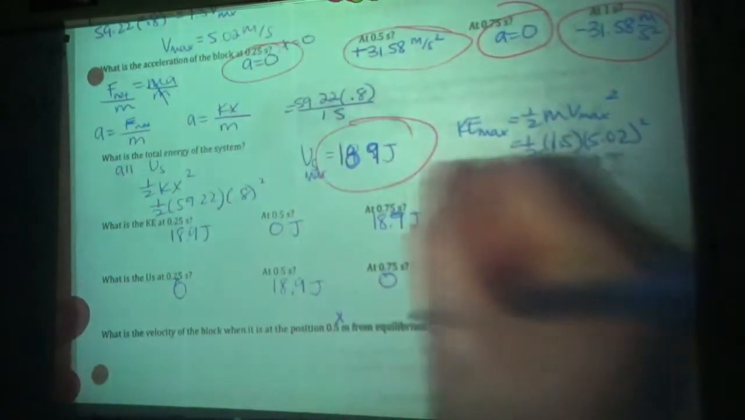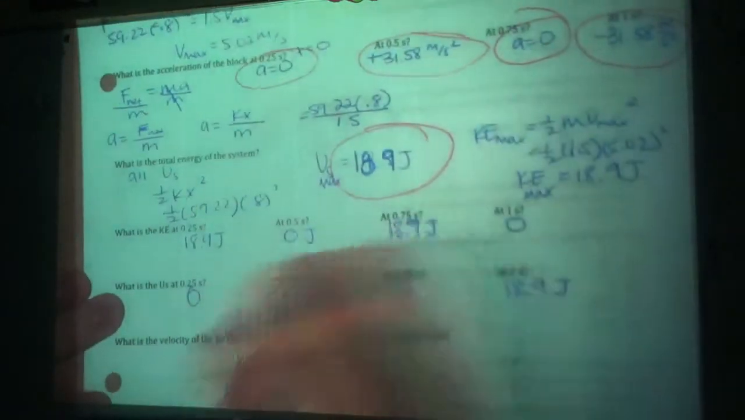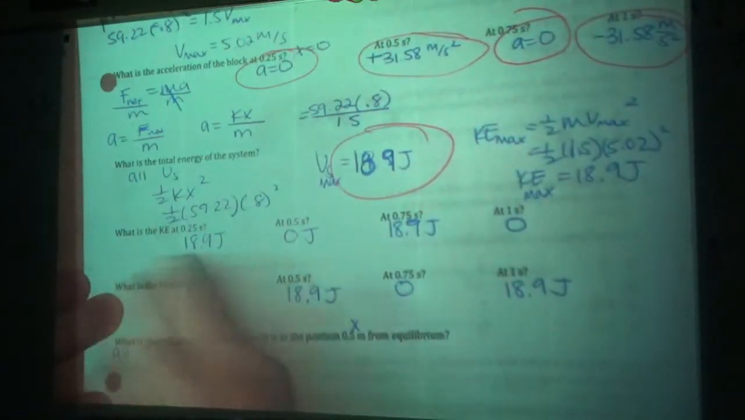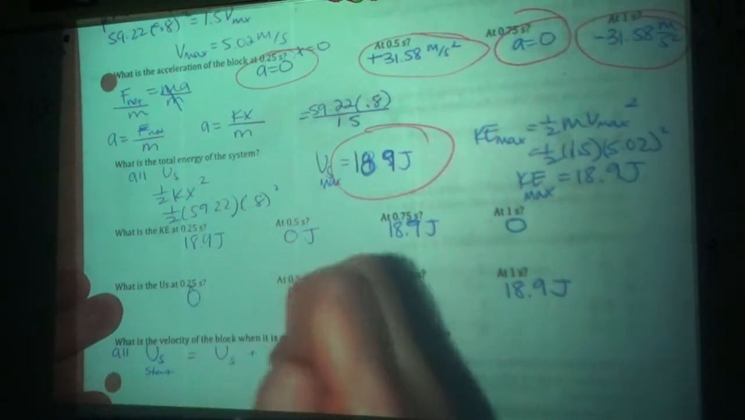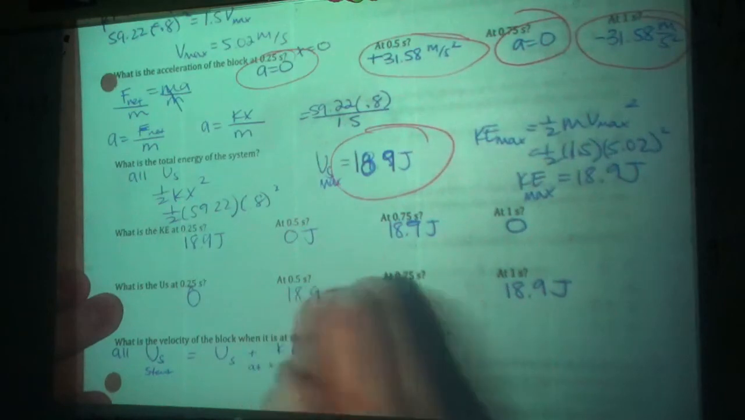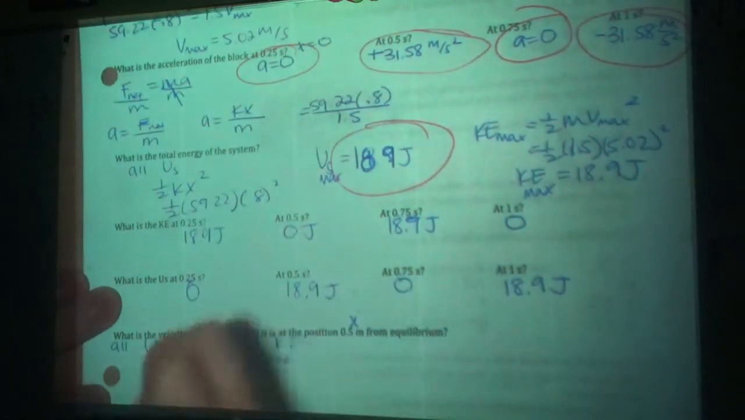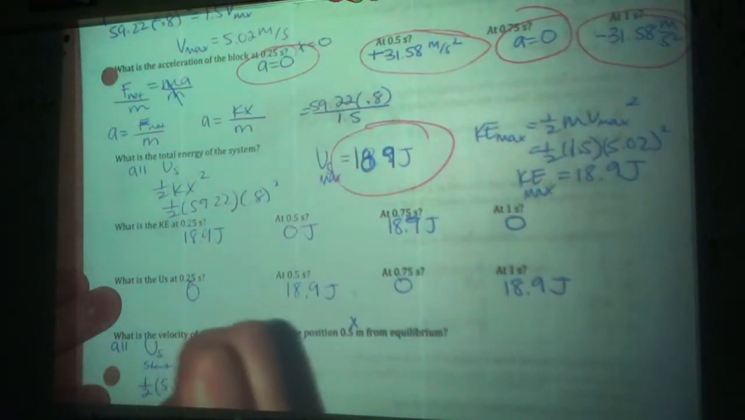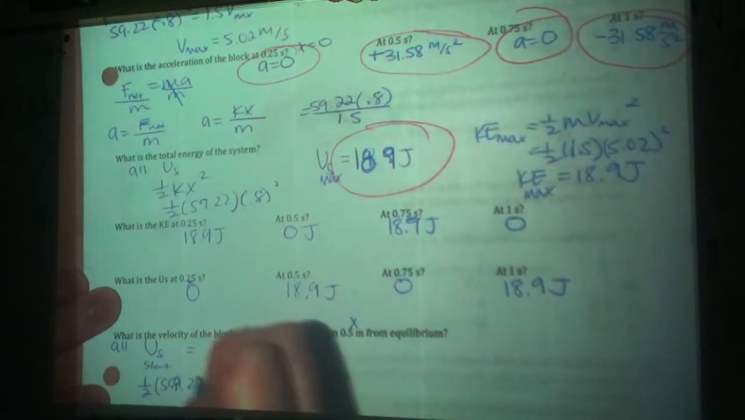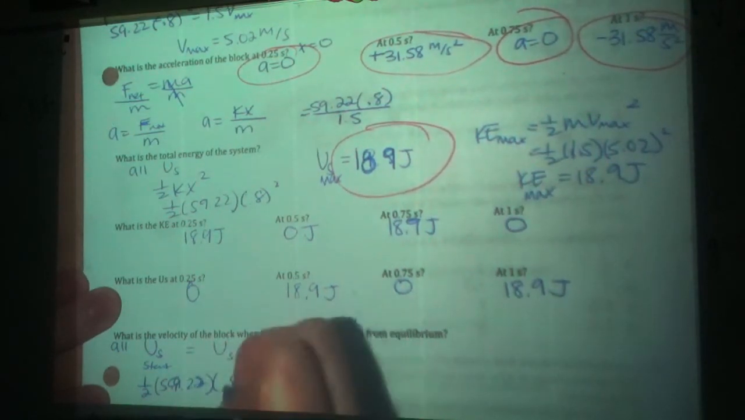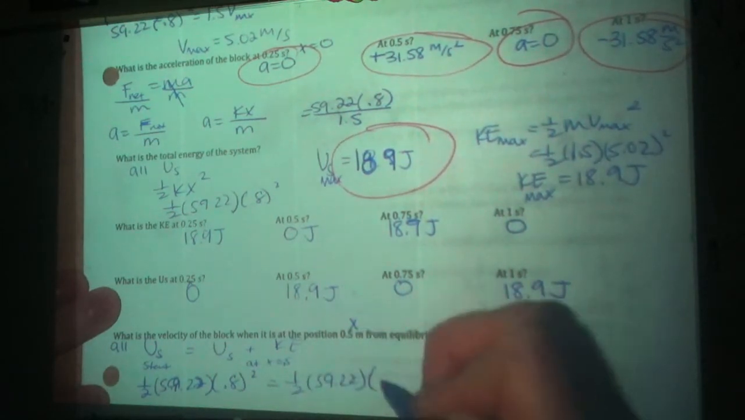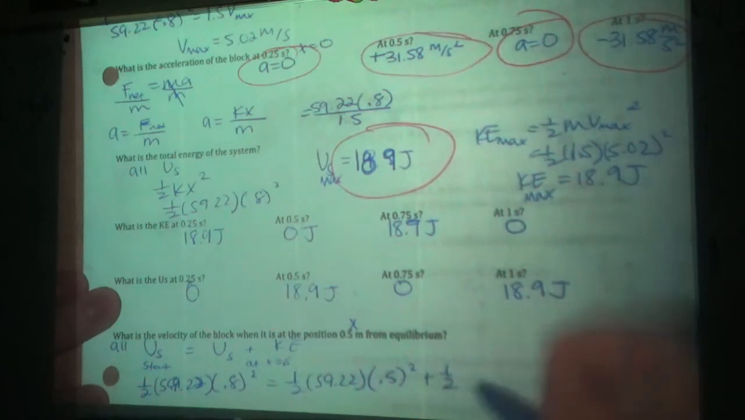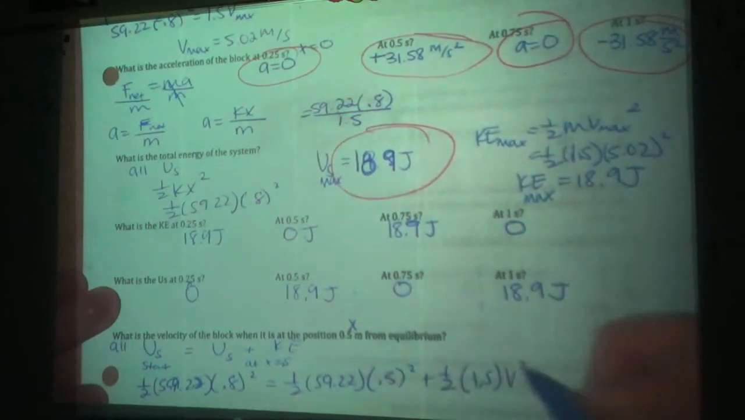Velocity of the block when it is at position 0.5 meters from equilibrium, so we're going to use conservation of energy. So this is all potential energy at the start goes into some potential and some kinetic at x equals 0.5. So the 1/2 k x at the beginning, which was 0.8 squared, is going into 1/2 k x at this point that I'm asking about squared plus 1/2 mass v squared.